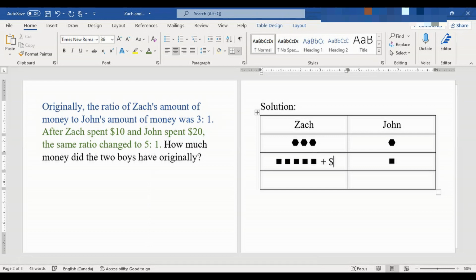And to do that, we're going to give Zach back the $10 that he spent, and we're going to give John back the $20 that he spent. And now we can see that this is an original representation, as we have Zach's original amount of money, and if we were to take away the $10, we would have the 5-1 ratio. And the same applies with John.